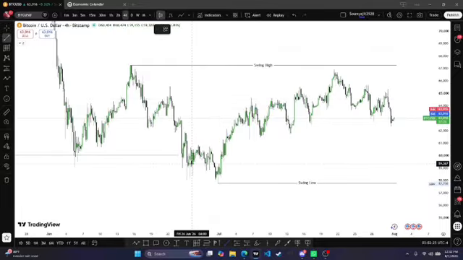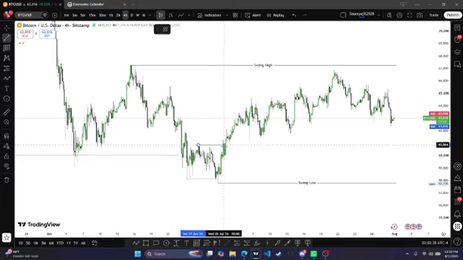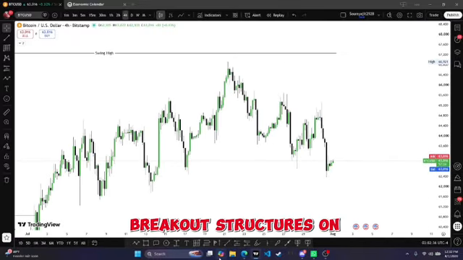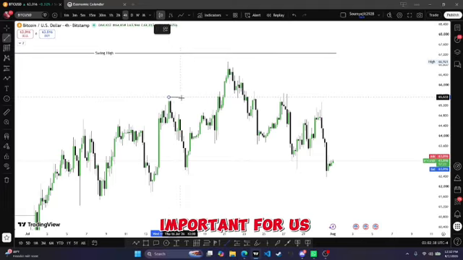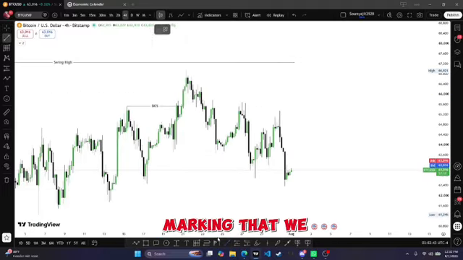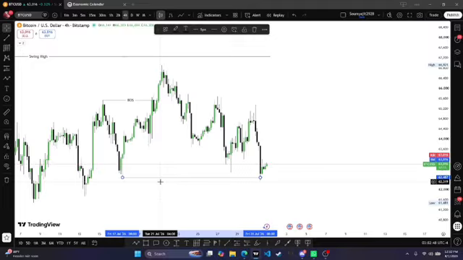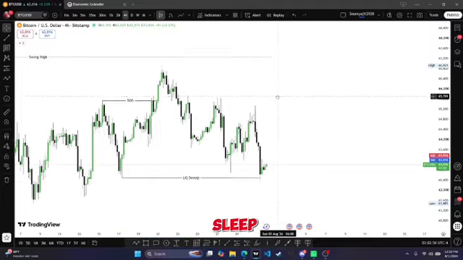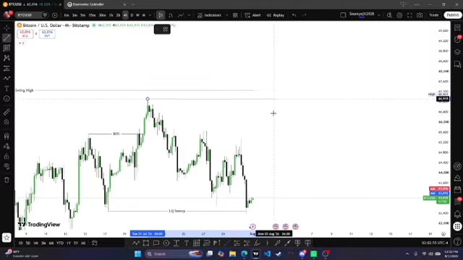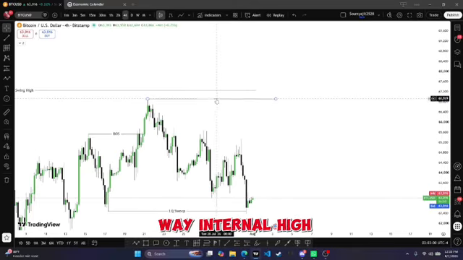Okay. Then we have this internal break and then internal shift. Now after that internal shift, we can see there are some breakout structures on 4 hours that are pretty important for us. First one will be this, because this is the most recent one, so we'll be marking that. We can see we got a sweep of this low, liquidity sweep, and then we have this particular high. This will be the internal high.